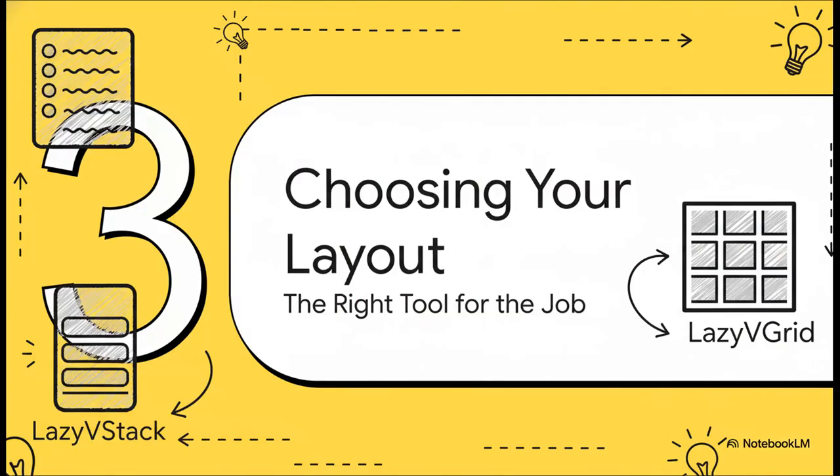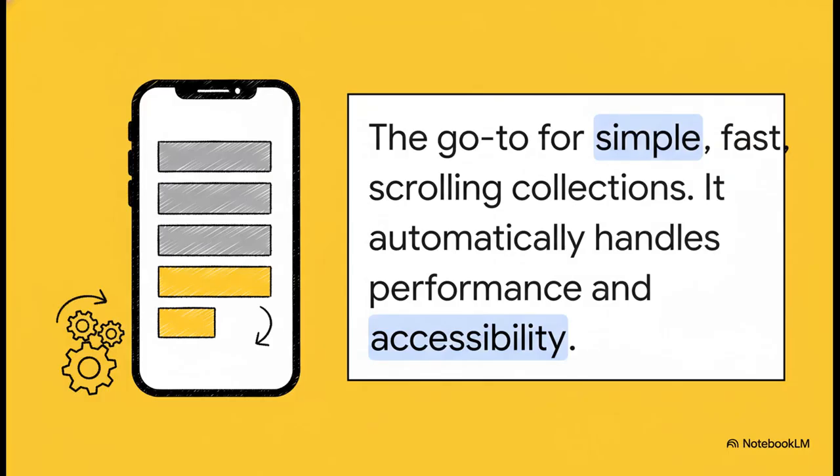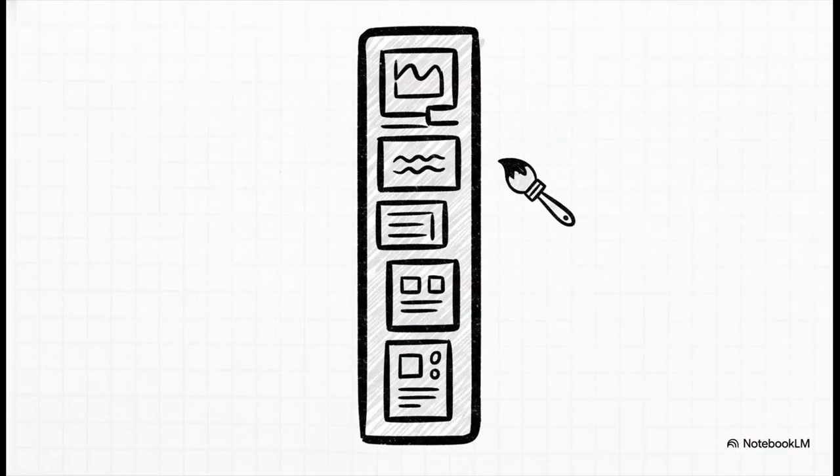Okay, so how do we actually do this lazy loading thing? Well, SwiftUI gives us a fantastic toolbox. Our three main containers for this are List, LazyVStack, and LazyVGrid. First up is List. Honestly, for any simple, vertically scrolling collection of data, this should probably be your starting point. It's incredibly fast, and it handles a ton of optimizations for you, right out of the box. Things like scrolling and how it reuses cells behind the scenes.